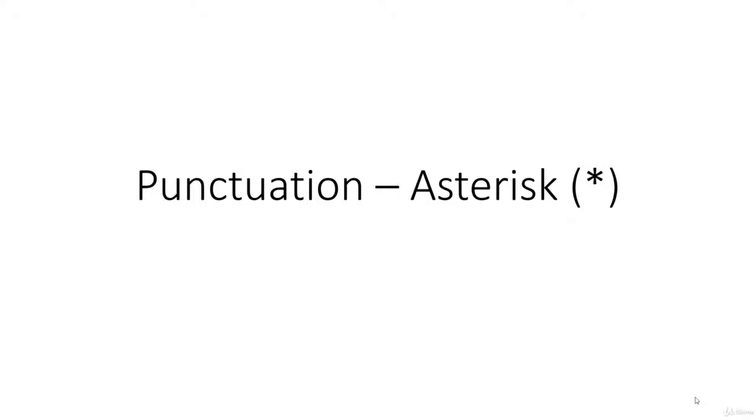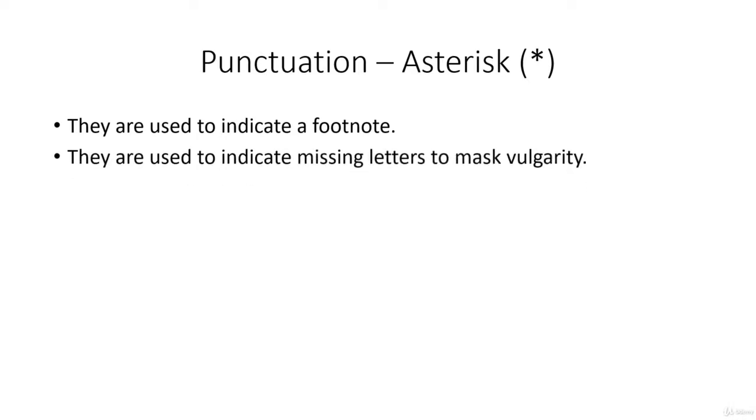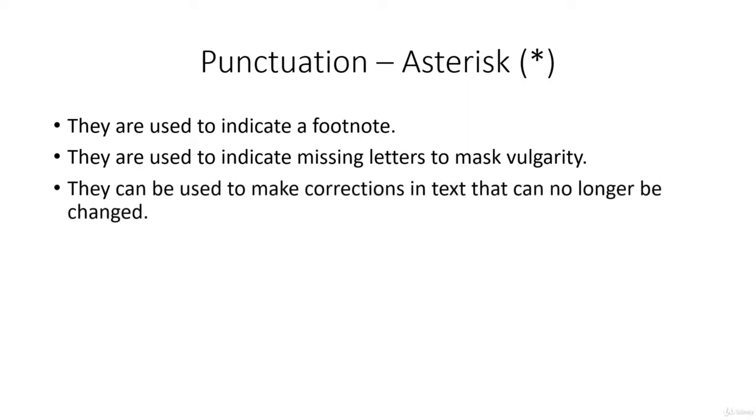This punctuation lesson looks at the asterisk. So we use an asterisk a lot to indicate a footnote. We also use an asterisk to indicate missing letters in order to mask vulgarity. And we also use them when we make corrections in text that we can no longer change. And we'll see what I mean by this in the examples.